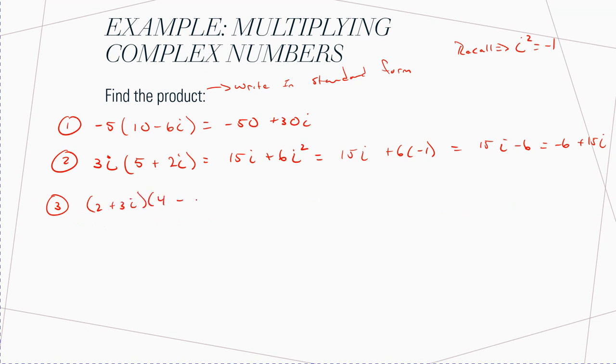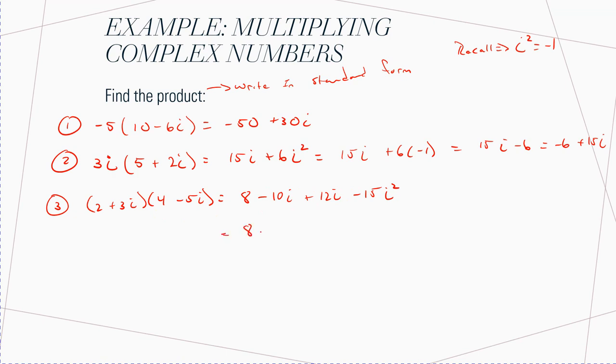times 4 minus 5i. All right, so literally what's going to happen here is I'm going to FOIL. 2 times 4 gets me 8. 2 times minus 5i gets me minus 10i. 3i times 4 gets me plus 12i. Now watch this. 3i times minus 5i. So 3 times minus 5 gets me minus 15. And then what's i times i? That gets me i squared.